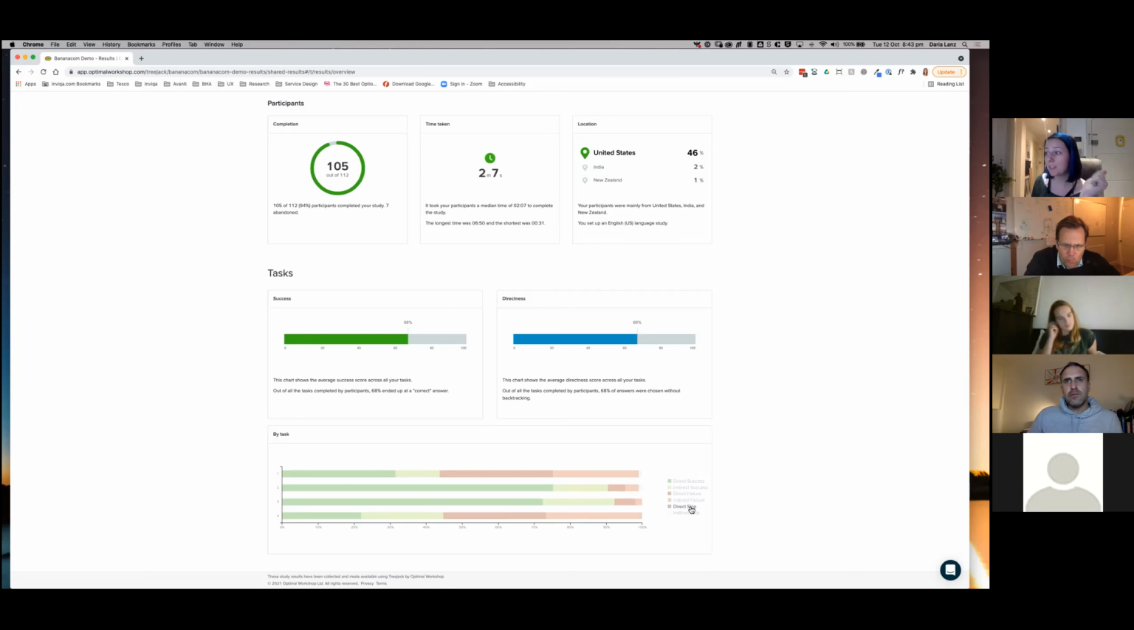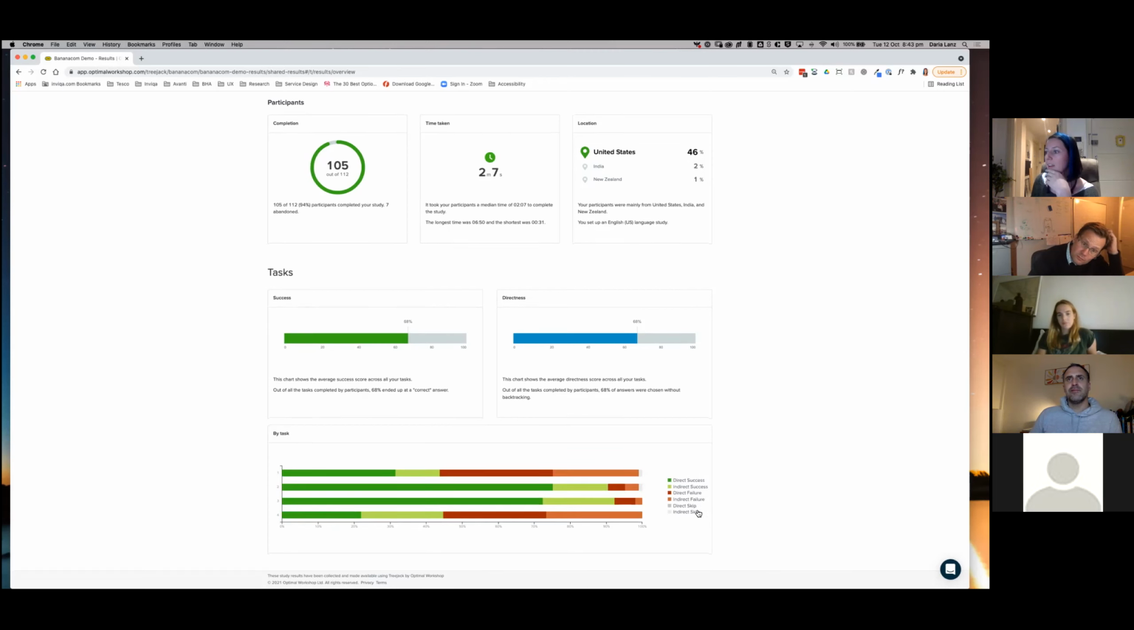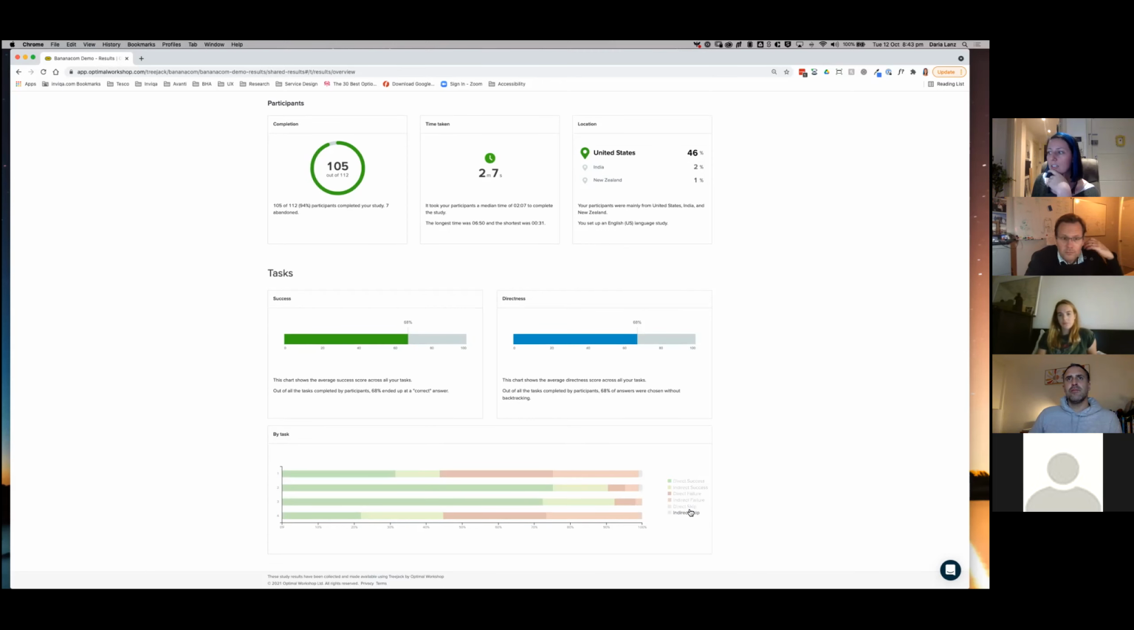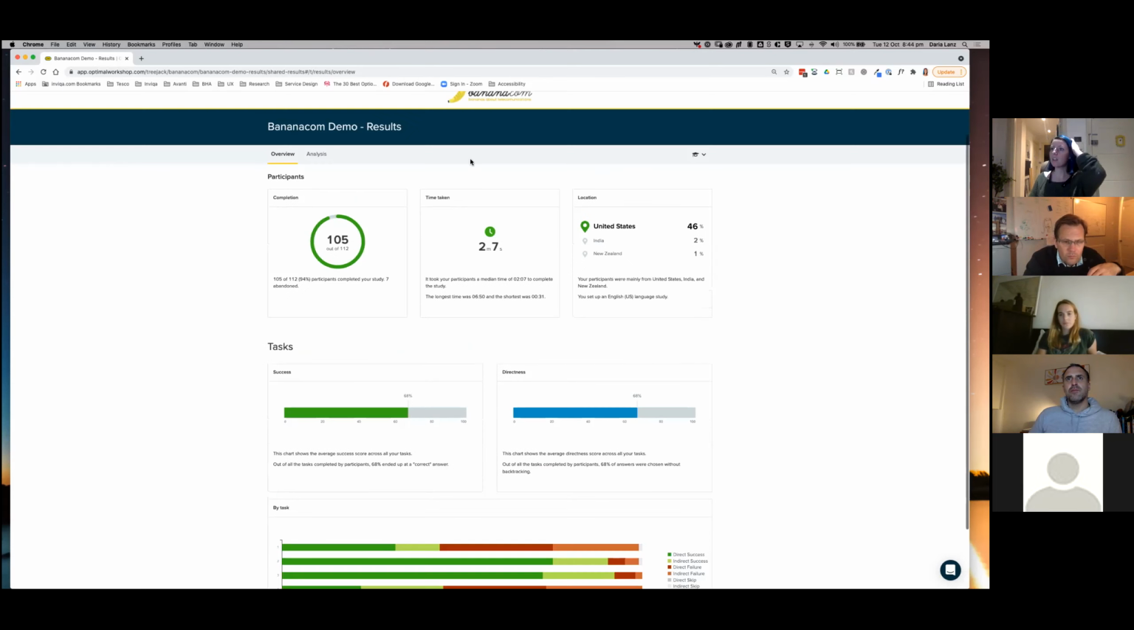A skip is also important, because that can tell you either your task wasn't clear enough or they really struggled, couldn't find anything and were too scared to select something, so they just skipped it. So that's equally important. A direct skip might mean the task really didn't make sense, and an indirect skip might mean they went through it a few times and just couldn't figure it out.